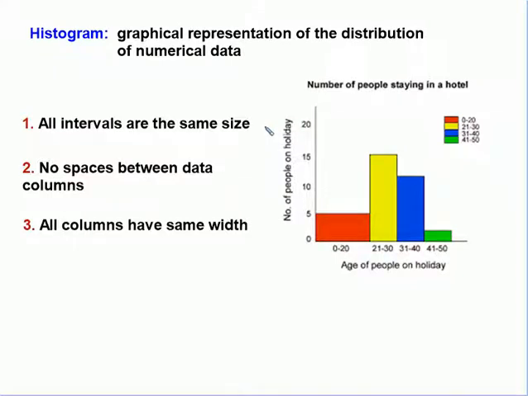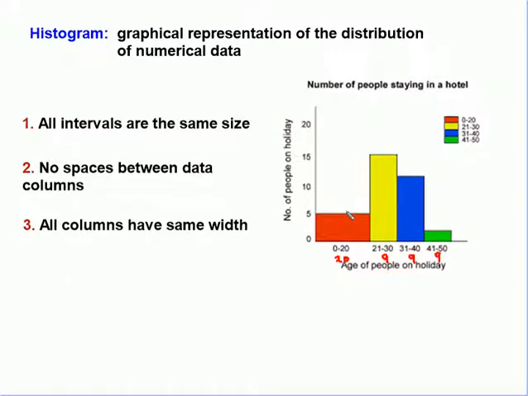If we're really talking about a specific histogram, then there are three descriptions of a histogram that are really important. Number one, the intervals are all the same size. So if you notice here, we have between 0 and 20. That's about 20 here. Then between 21 and 30, that's about 9. And then 31 to 40, that's 9. And 41 to 50, that's 9. Our intervals are not the same size. So really, this is not a good histogram.